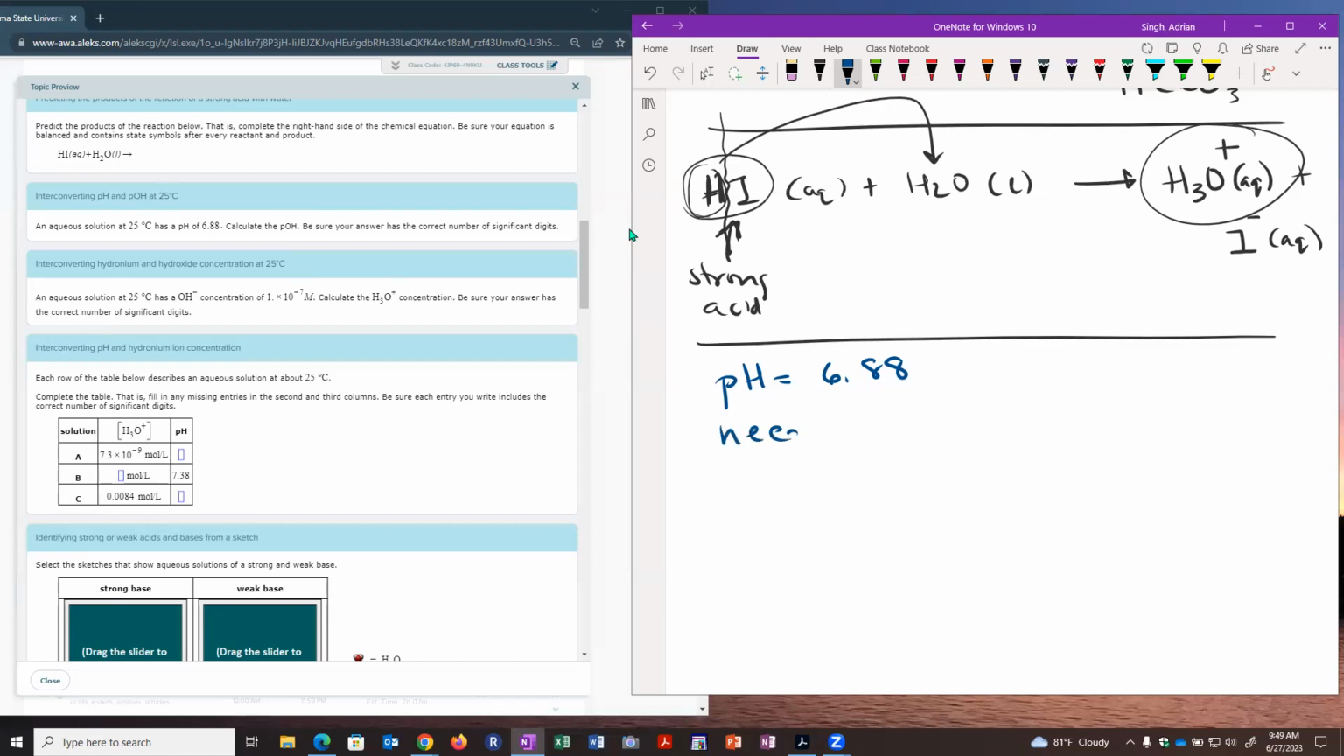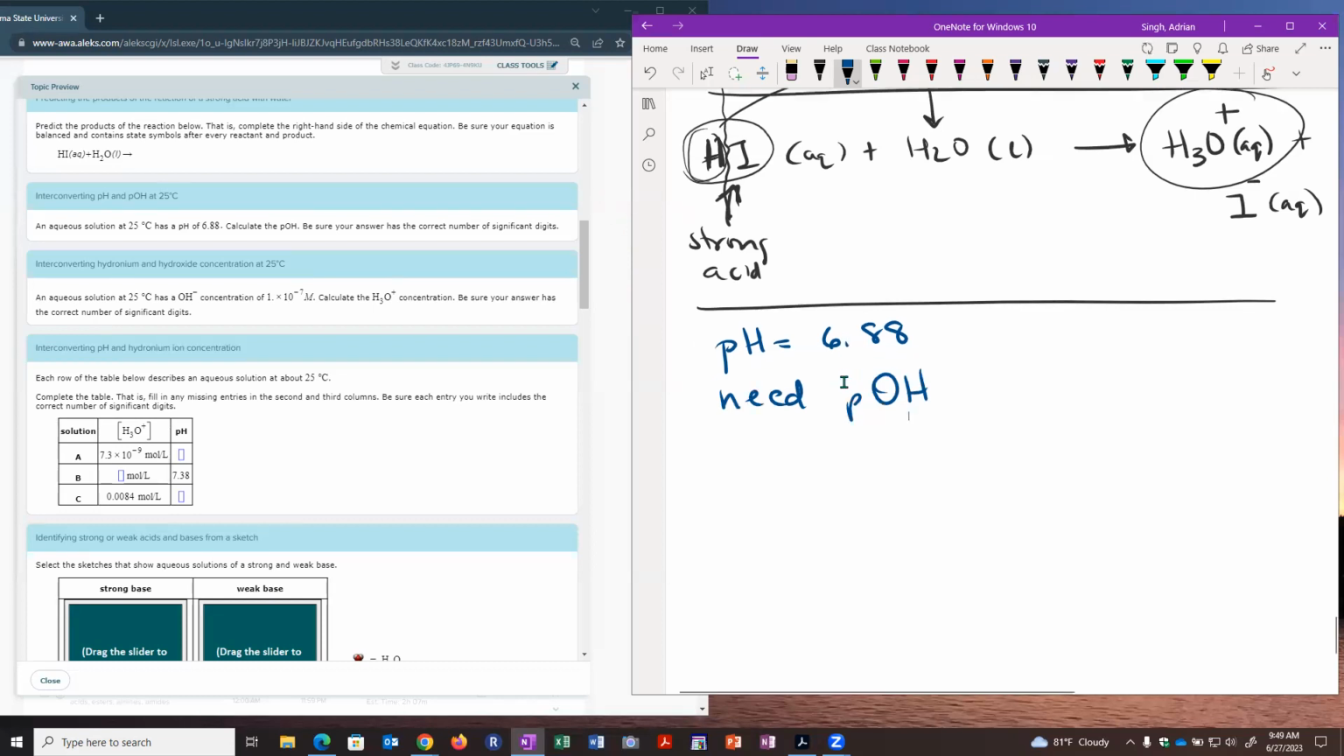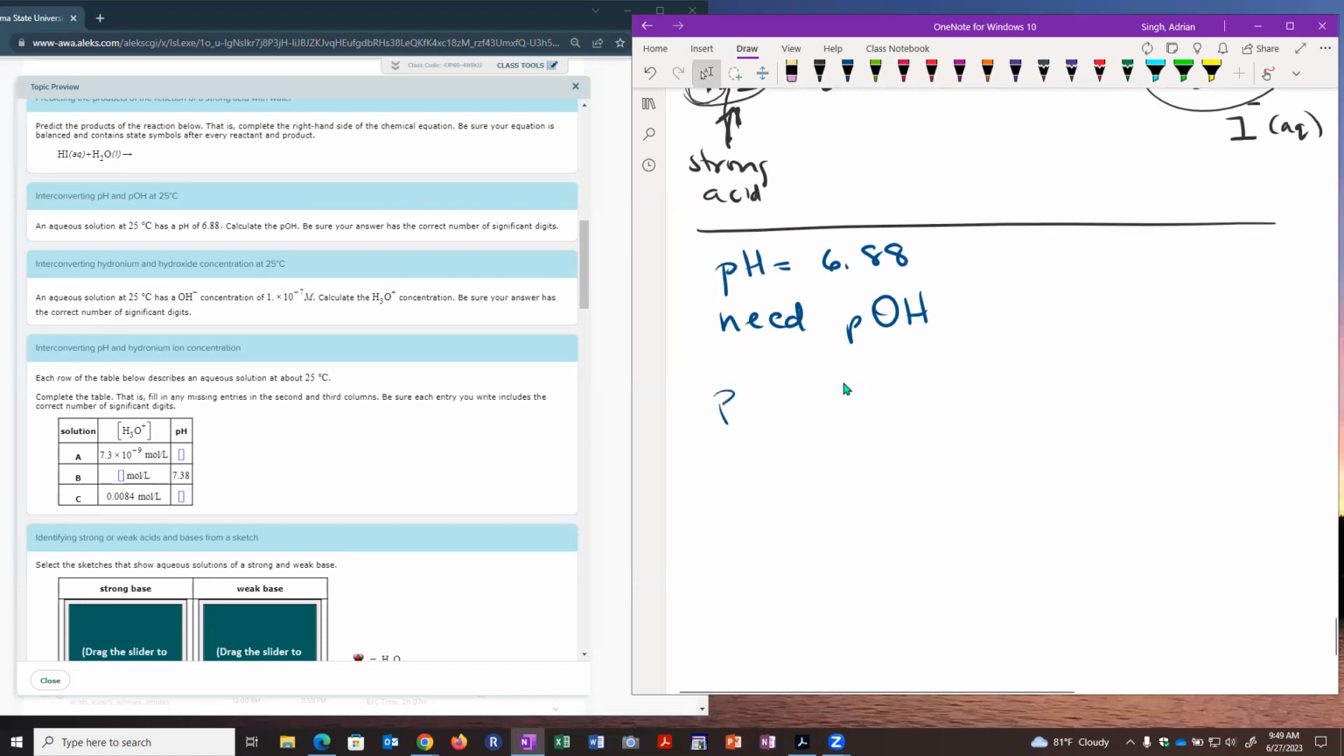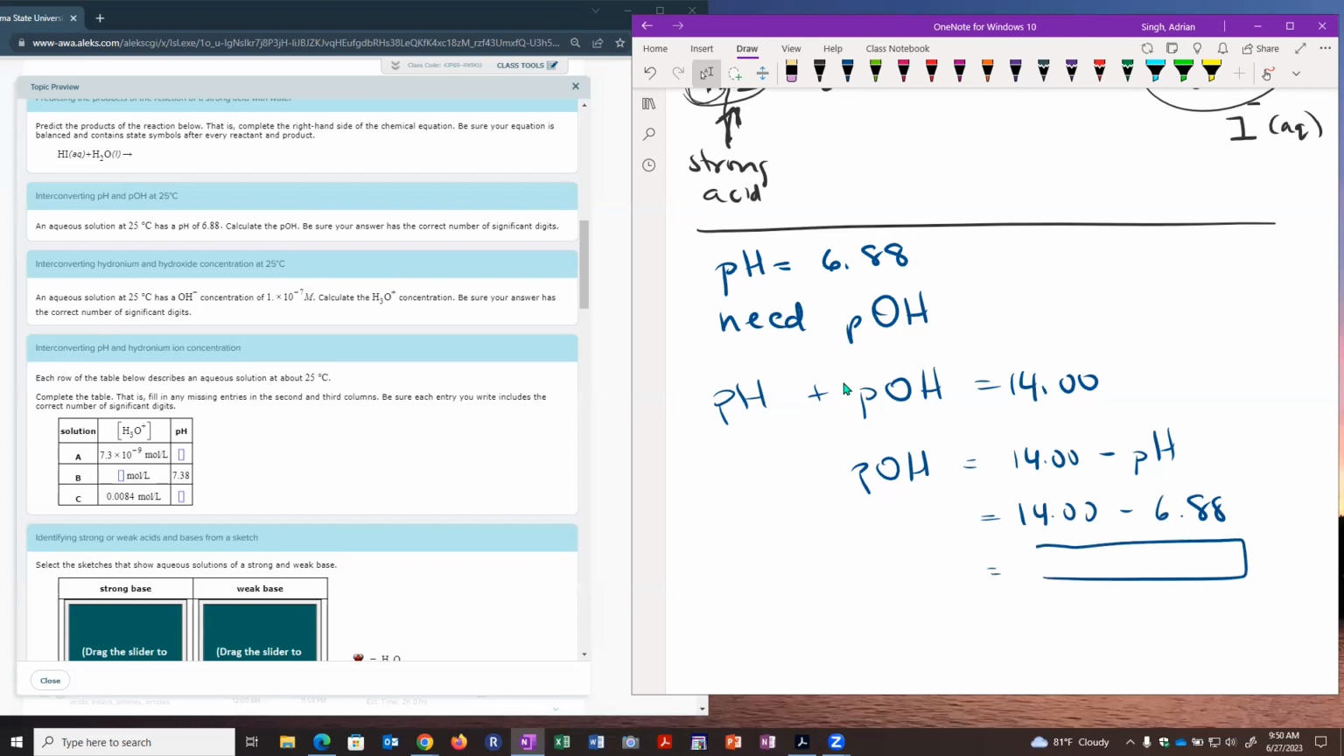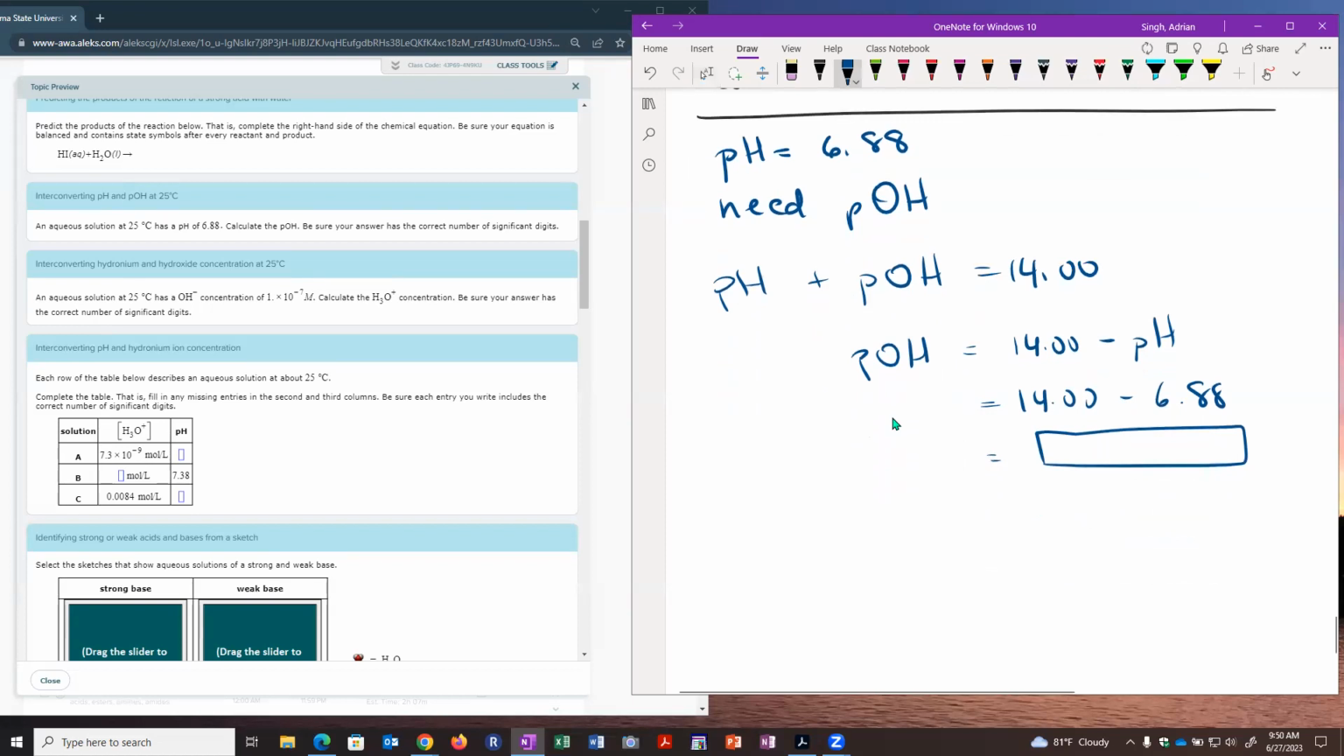Okay, so we have the pH, we need the pOH. And there's a very simple relationship between the pH and the pOH at 25 degrees, and that is the pH plus the pOH is always equal to 14. So if I need the pOH, all I need to do is take 14 and subtract the pH, and we know what the pH is, 6.88. And then that's going to give you whatever you end up with. All right, so that's a fairly simple case of subtraction. You just need to know this relationship.